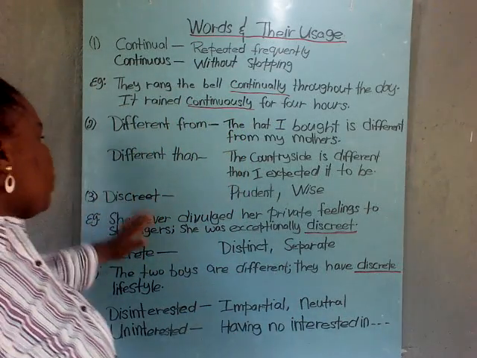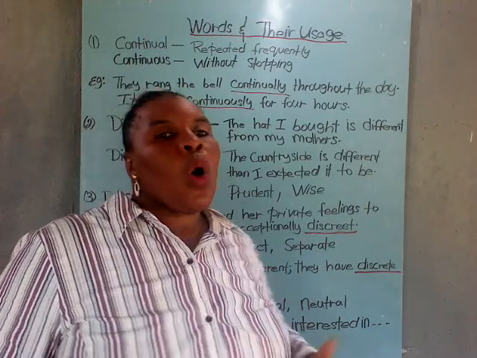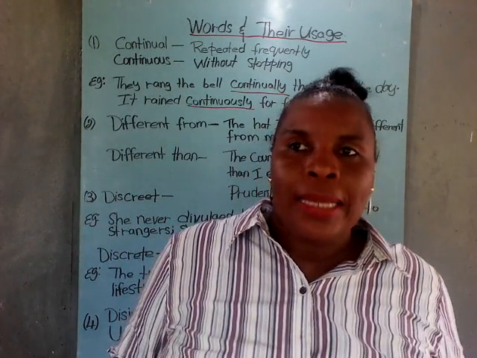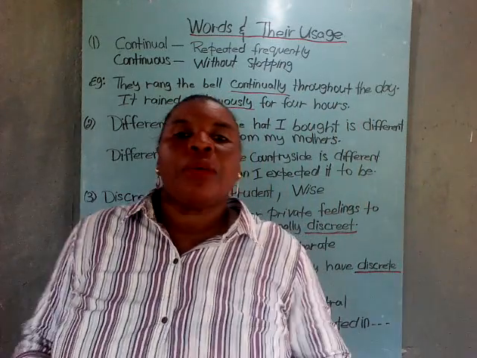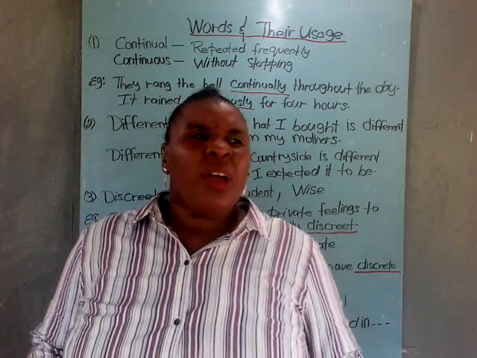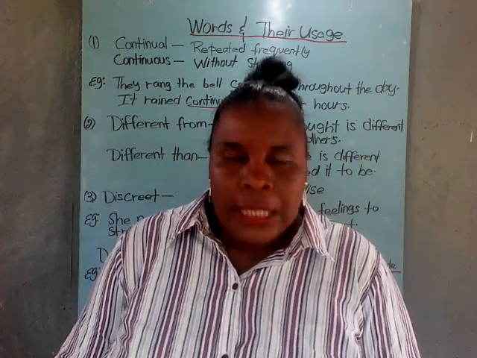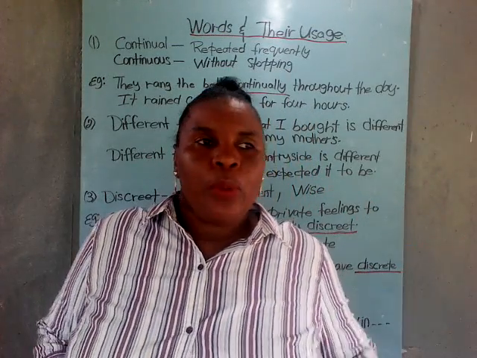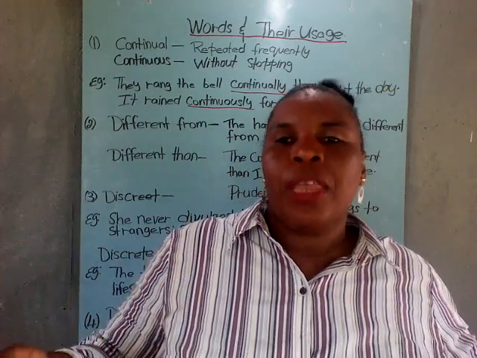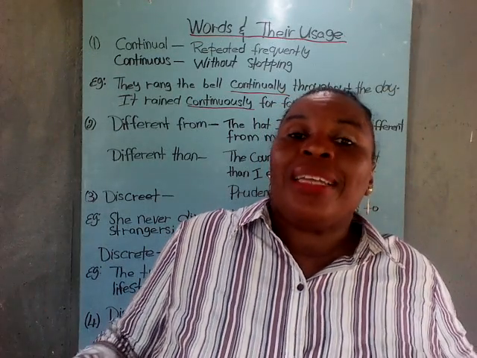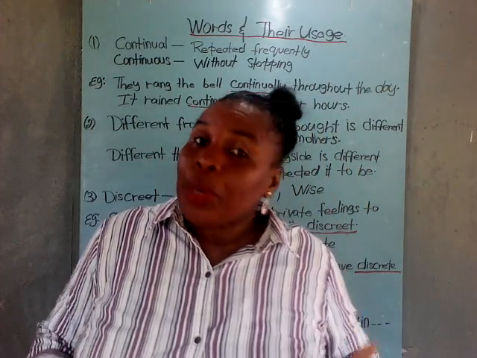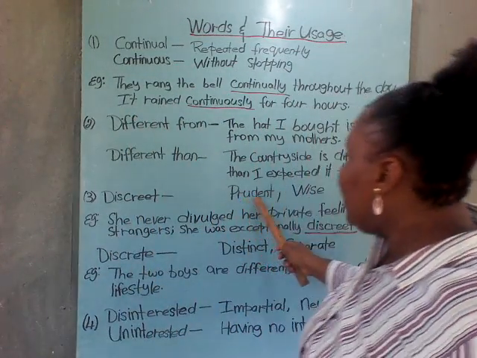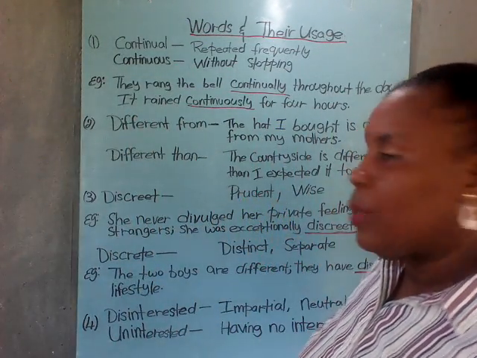Number 3, discreet: prudent or wise. So a person who is discreet is a person who can keep a secret. Not that they're necessarily keeping a secret from you, but they are using their wisdom because they don't know you that well, so they don't want to reveal everything to you. Or they could be a deceptive person, so they're discreet with their deception, all right? So discreet: prudent or wise.